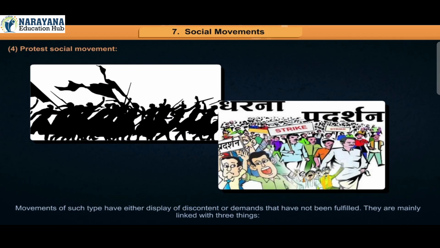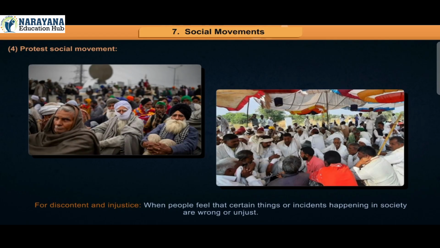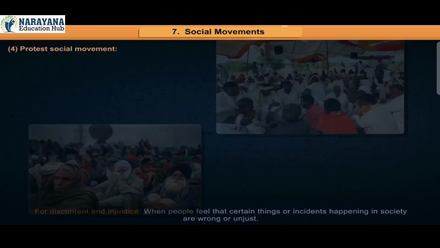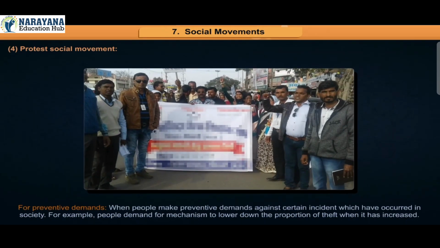They are mainly linked with three things: for discontent and injustice, when people feel that certain things or incidents happening in society are wrong or unjust. For demands, when people feel that they should demand against certain things which should not have happened in society, or demand against certain things that have happened in society. For preventing demands, when people make preventive demands against certain incidents which have occurred in society.